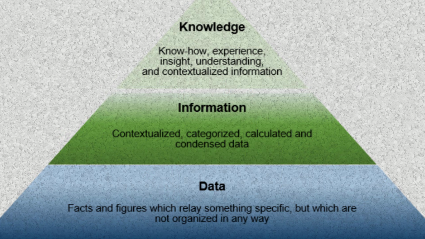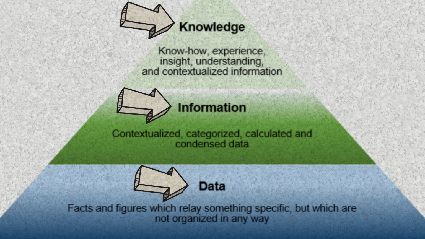So, to recap, data refers to unstructured facts and figures. Information refers to structured, organized, and/or condensed data, while knowledge refers to a deeper level of understanding and know-how.